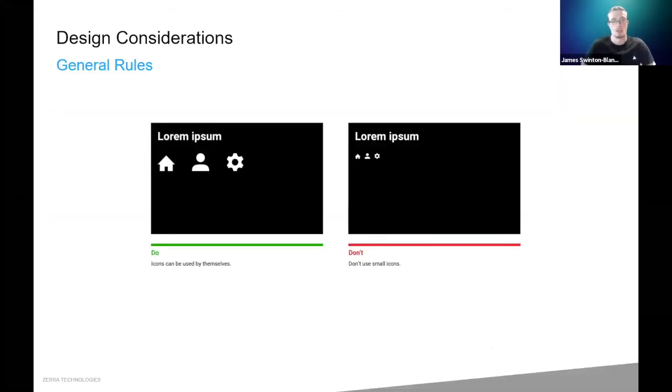So again, just another visual representation of the rules I've outlined. So this is an example of a well-designed screen. You can see the icons are nice and large and easy to see, white on black with appropriate spacing between the icons. And then over here, these icons are too small, placed too close together. So we would recommend avoiding this and trying to design your screens closer to this.